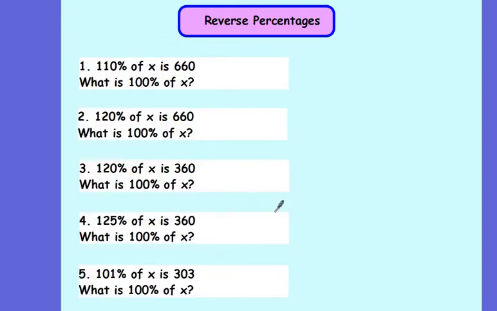Over to you, Year 8. In your light blue books, can you have a go at these 5 questions? Pause the video for 5 to 10 minutes and work these out now. Start by working out what 10% of x is each time. Can you work these out now, please? And these are the answers. Please check how you did.